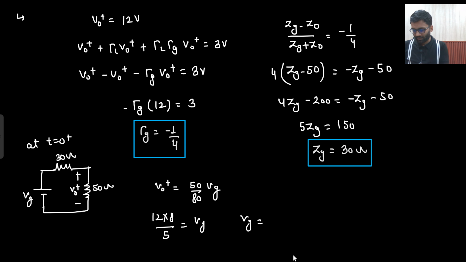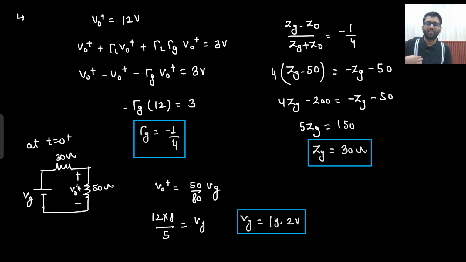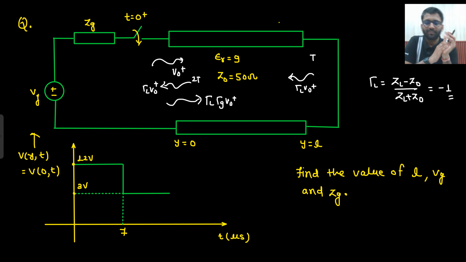which is very easy, 12 into 8 by 5, 19.2 volt. Let's check back the calculation. V0 plus is 50 by 80 into Vg, 8 by 5 will be going there, and V0 plus was 12 volt, so 12 into 8 divided by 5. Okay, so Vg is 19.2 volt. So this we have found out.